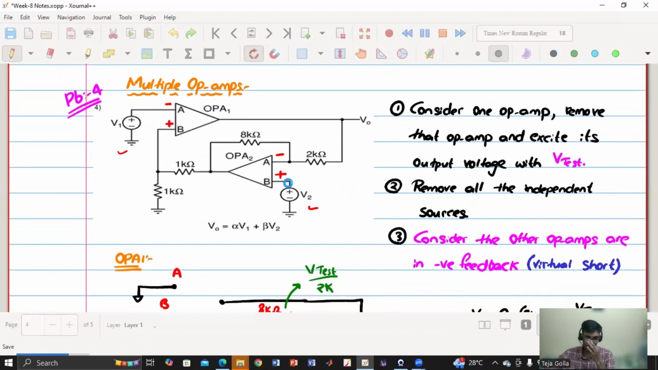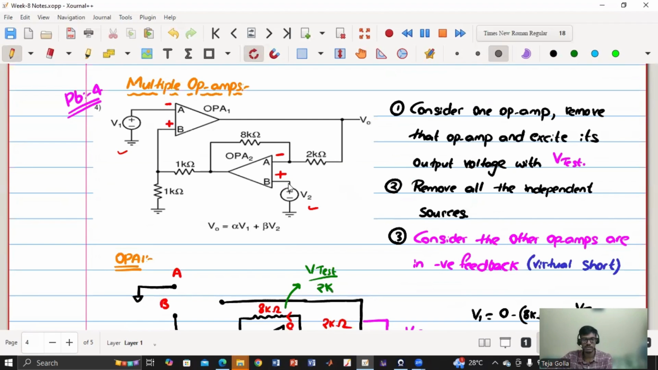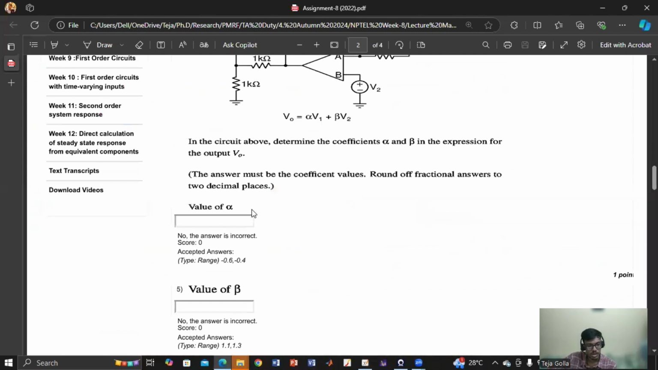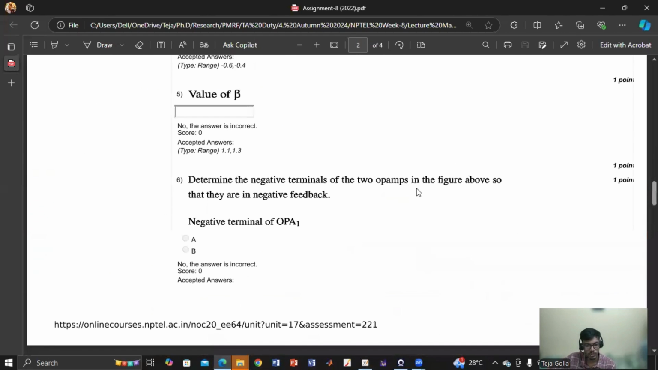We are considering one op amp at a time and solving individually. We are not assuming the terminals. We are just assuming that it is negative feedback, so there is a slight difference. We are assuming that it is connected in the right way so that it is in negative feedback. Now we are going to address the questions one by one. First of all, we have not calculated alpha and beta. I'll get to that now, but first we'll see how it needs to be connected to be in negative feedback.